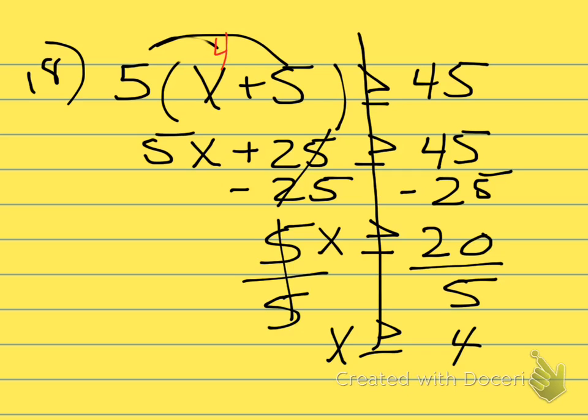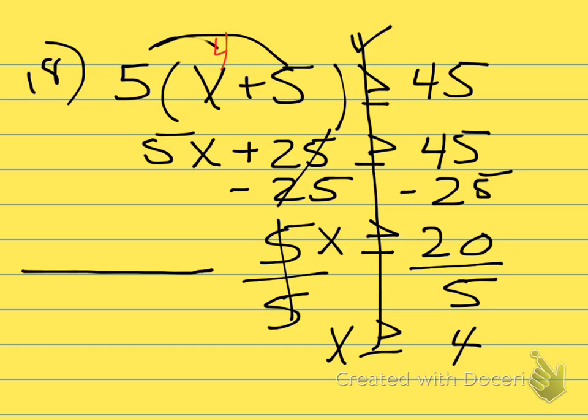So look, I saw that that didn't work. The answer I got was 5. 5 isn't greater than or equal to 45. Now let's look. Now it's 4. 4 plus 5 is 9. 9 times 5 is 45. And when you do the check step this way, you should get a check equal. They should equal.